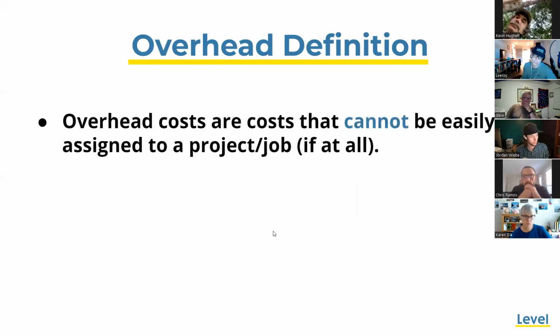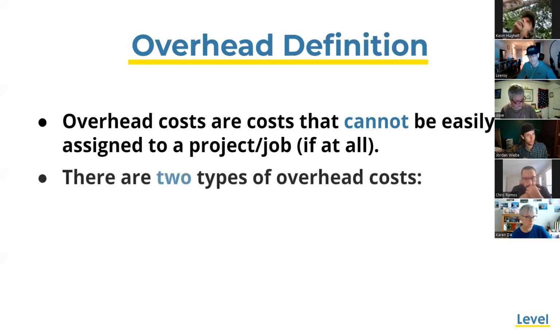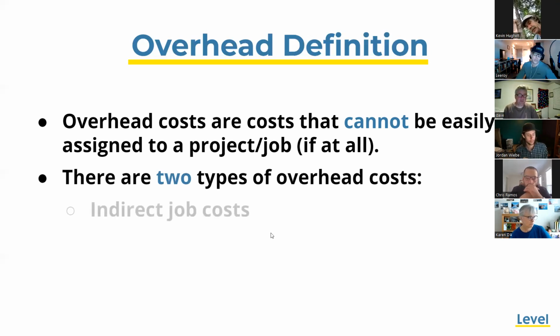Moving into overhead. Overhead costs are costs that cannot be easily assigned to a project or job, if at all. Sometimes some costs cannot be allocated to a job, right? With that in mind, the way to think about overhead is there's actually two types. The first is your indirect job costs. These are costs that you incur to perform the work, but it's hard to trace to a specific job.